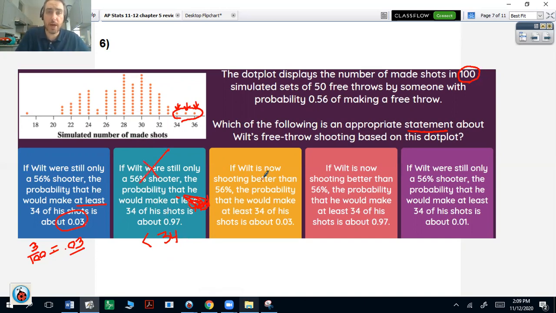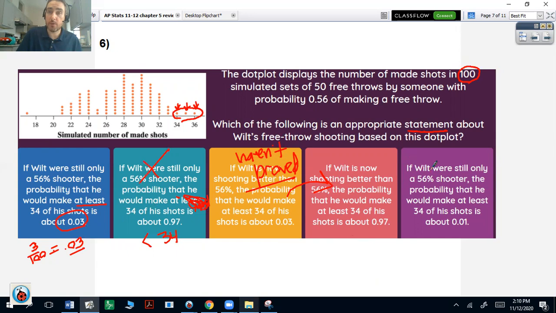If Wilt is now shooting better than 56%, the probability that he would make at least 34 of his shots is about 0.03. We're not saying he's shooting better than 56%. We're saying he shoots at 56%. Now we want to use our simulation as evidence to prove that he's better, but we haven't proved it. Haven't proved it. And that's the same thing here. Wilt's not shooting better than 56% yet. Our simulation is going to help us discuss that.